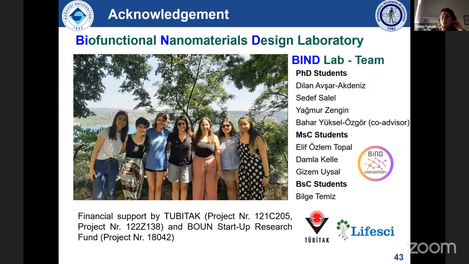The work that I showed is mostly done by Sedef, who works on the polymer hybrid nanoparticles. Dilan is also supporting this work. Damla is working on nanocarrier protein corona work. Gizem is doing magnetic nanoparticles. This was an old photo, I would say, and we don't have Yağmur here. Yağmur and Dilan are also working on our recent TÜBİTAK project for the development of combined cancer therapy.